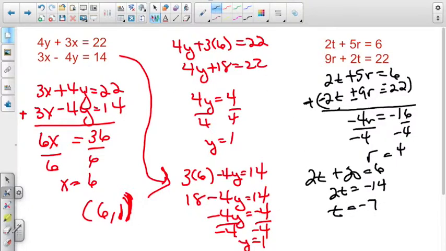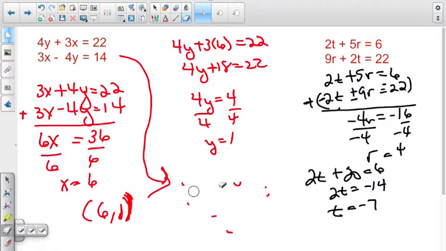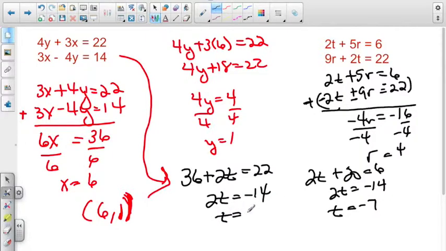If I were to try my other equation here, let me give myself some room here. Now if I put 4 in for r in the second equation, I'm going to come up with 36 plus 2t, because 4 times 9 is 36, is equal to 22. Again, subtracting 36 from both sides, I get 2t is equal to negative 14. And just like before, if I divide by 2, t is equal to negative 7.